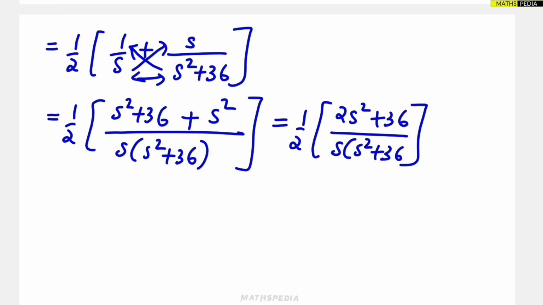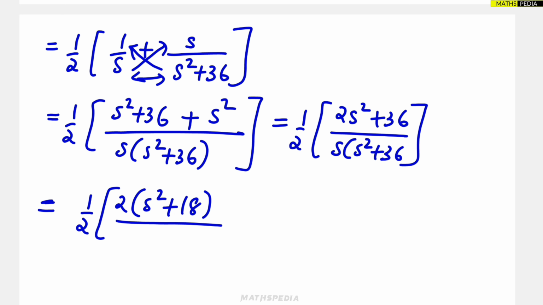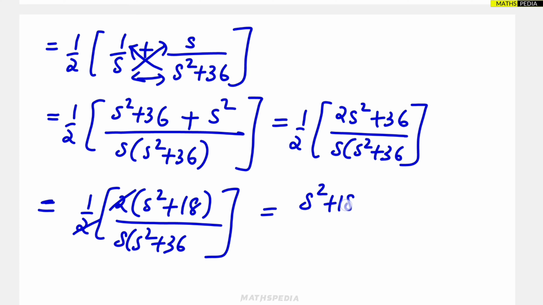From numerator I can take 2 common, right? So 2 outside, s square plus 2 18s are 36, divided by s into s square plus 36. 2 and 2 will get cancelled. So what is the answer you are getting? S square plus 18 divided by s into s square plus 36. Now this is not the final answer, don't get confused here.